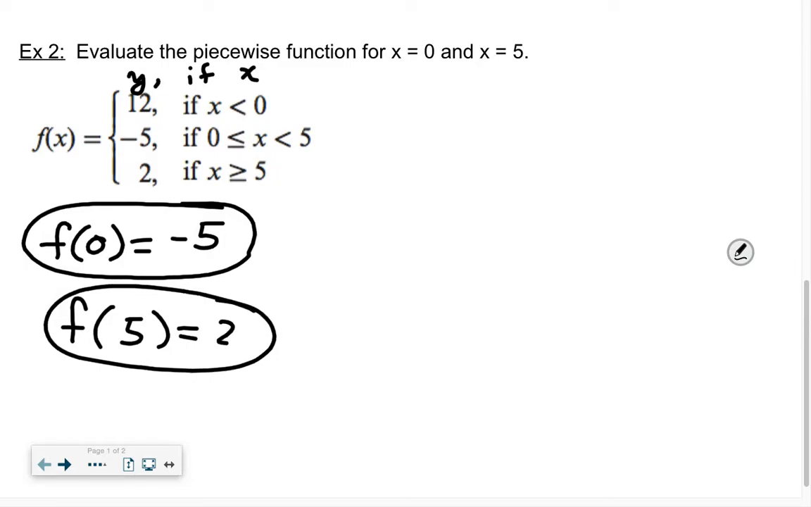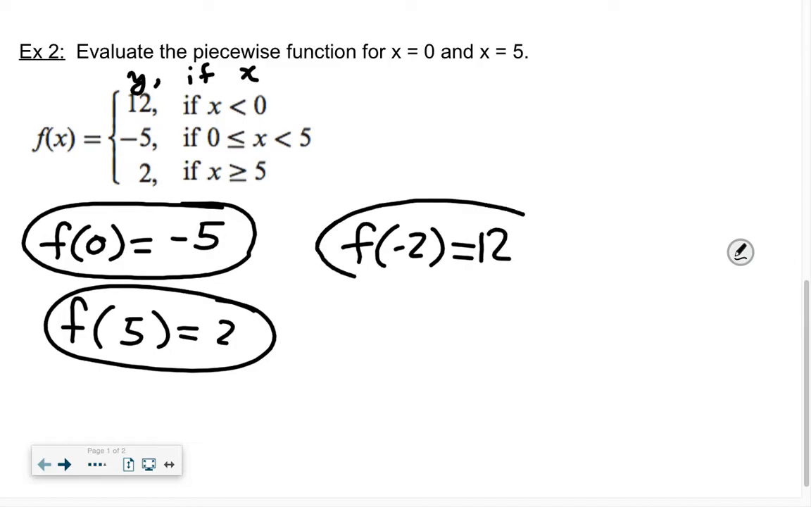Let's do another one. F of negative 2. All right, Zane. F of negative 2. Which one do we go into? The first, second, or third one? First one, yes. X is less than 0, so what's my y value? 12. Catching on? You have to identify which one you go to. They could have 4, they could have 5, they could have 2. Okay? But you essentially start over here on the right and then map back to what your y value is going to be.